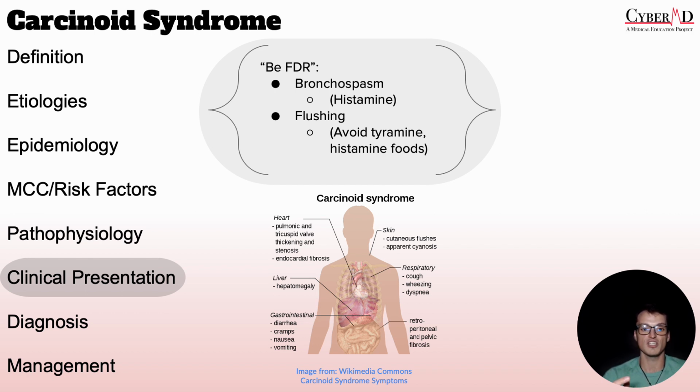And then the flushing could be very quick, it could come and go very fast, or it can last up to 30 minutes. Now that flushing is going to be caused by the tumor secreting small amounts of histamine and bradykinins, which cause vasodilation, which is the underlying etiology for that flushing. Now those histamines and bradykinins can actually be increased in the amount that they're secreted if patients eat or ingest foods that have high amounts of something called tyramine, which is a monoamine.